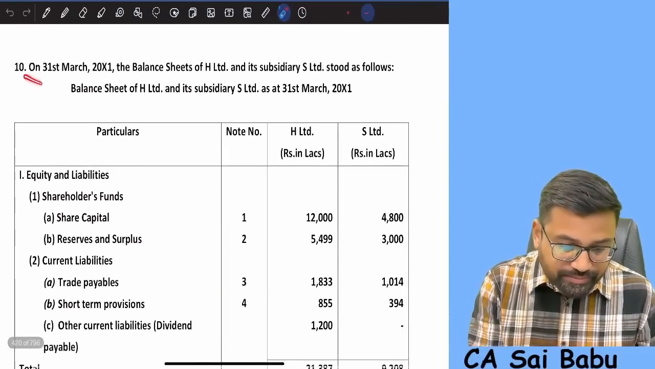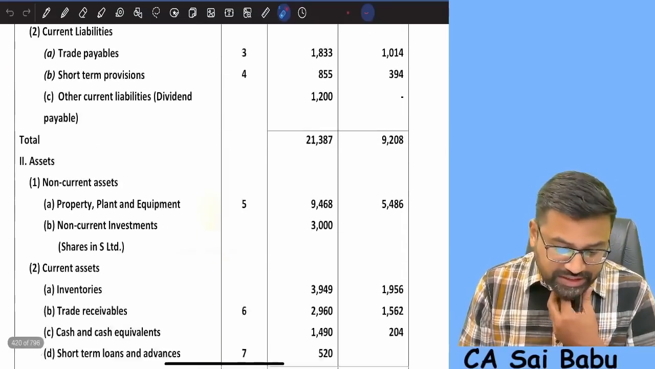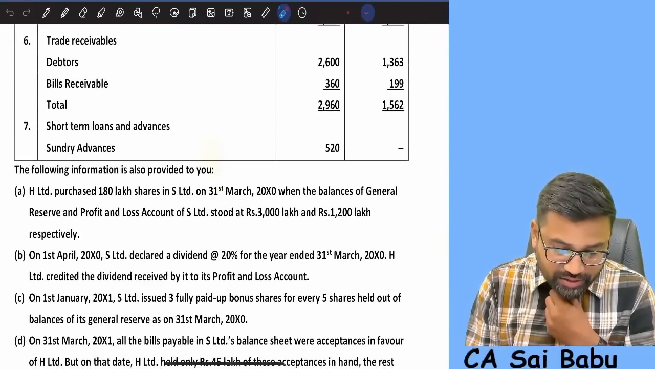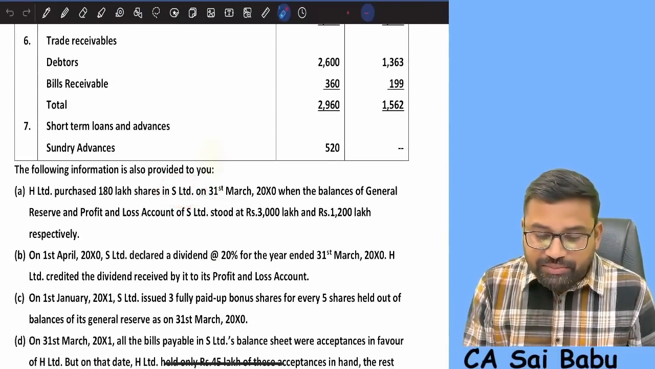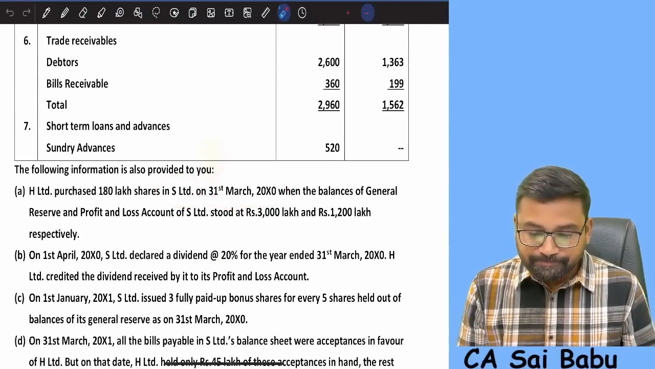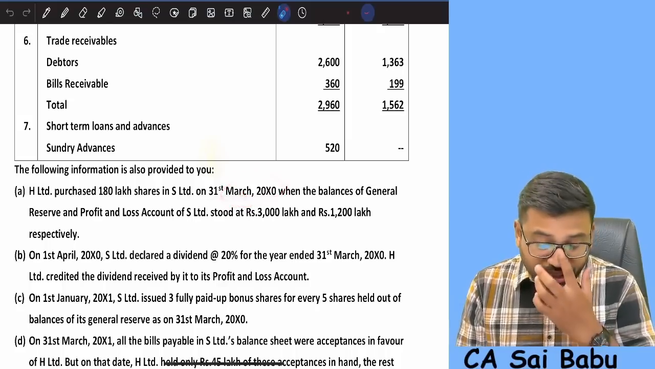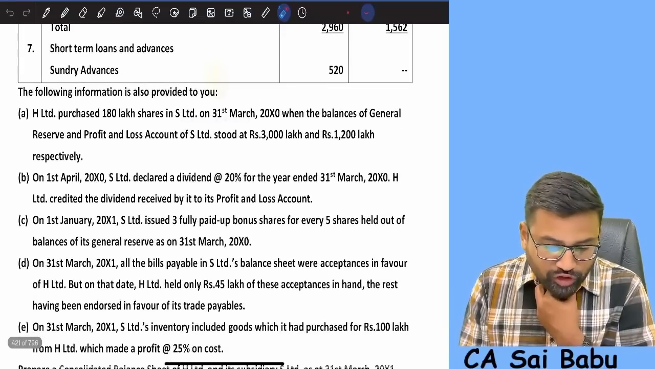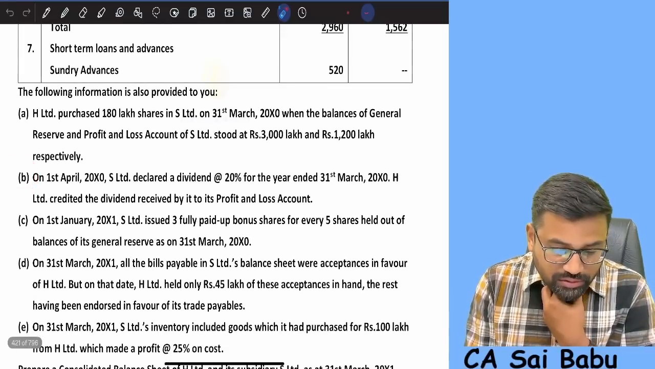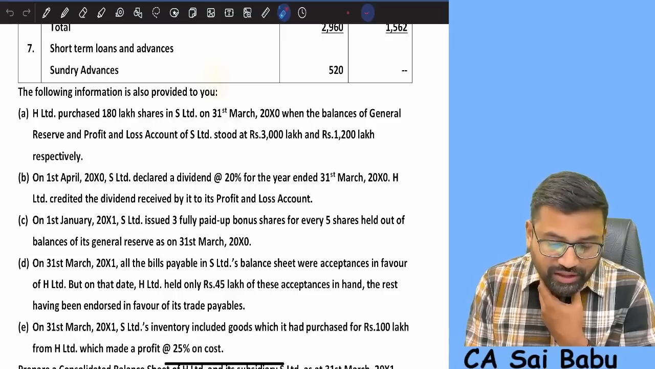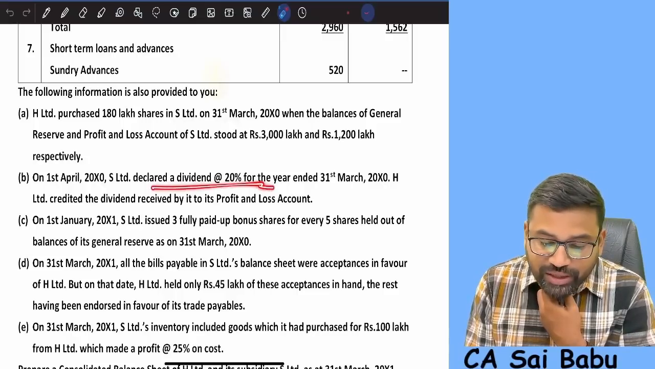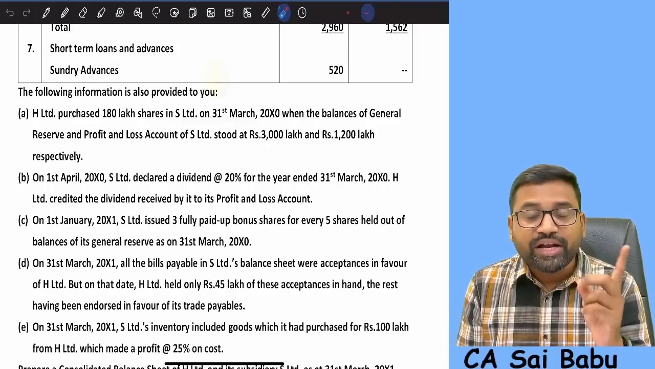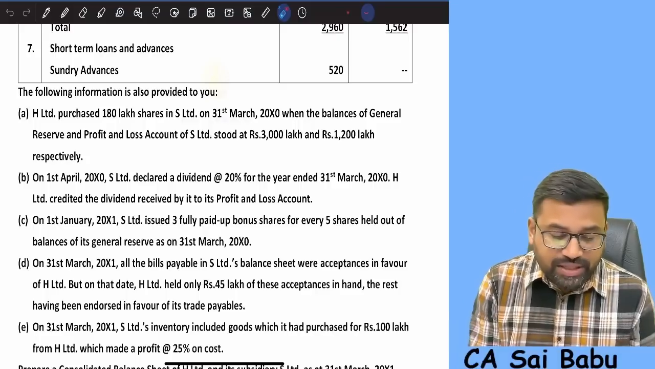Now see this question, sir. Question number 10, sir. Now in this case, parent company H Limited acquired subsidiary company S Limited on 31st March 2010. Sorry, date of acquisition is 31st March 2010. Now if you observe point B, on 1st April 2010, S Limited declared a dividend at 20% for the year ending 31st March 2010. Last year, dividend relating to the last year is declared on 1st April 2010, sir.